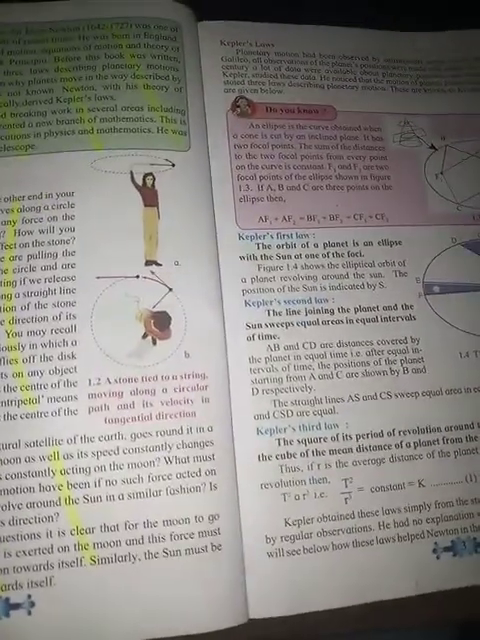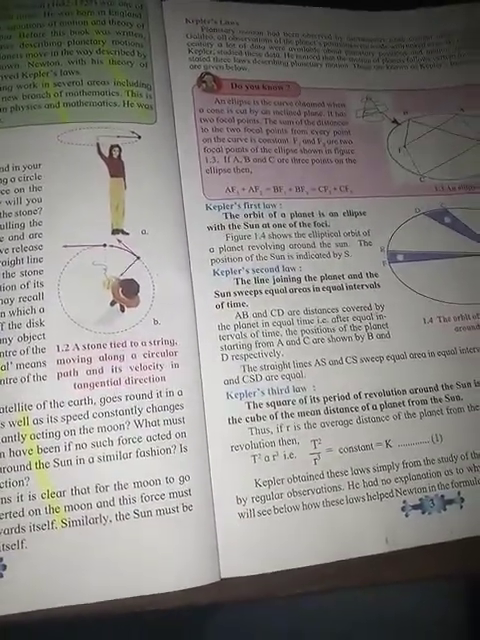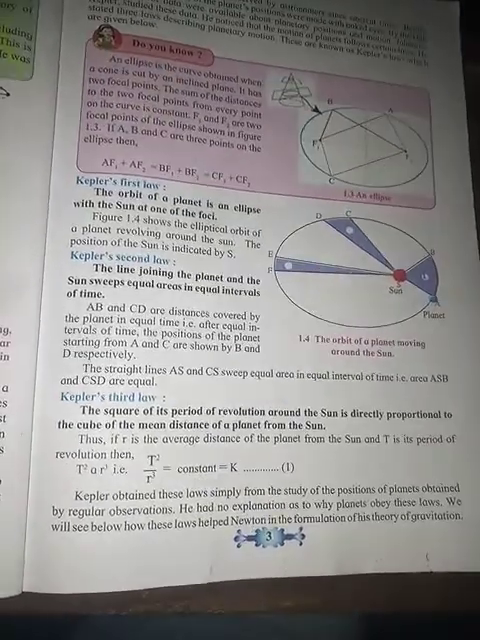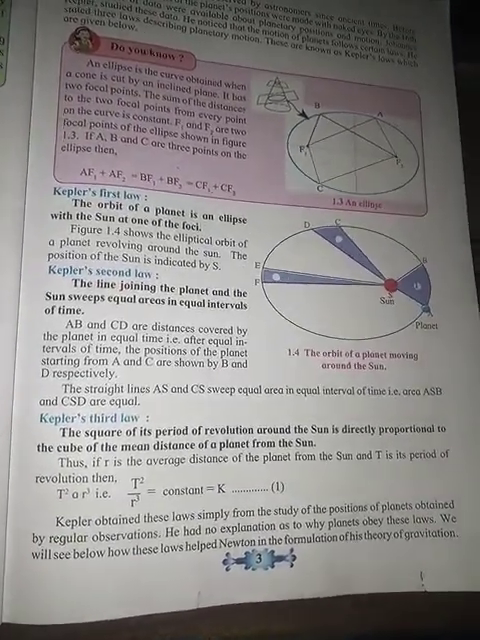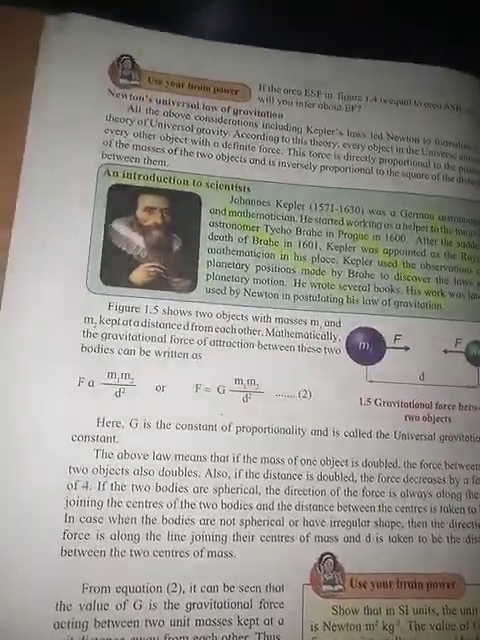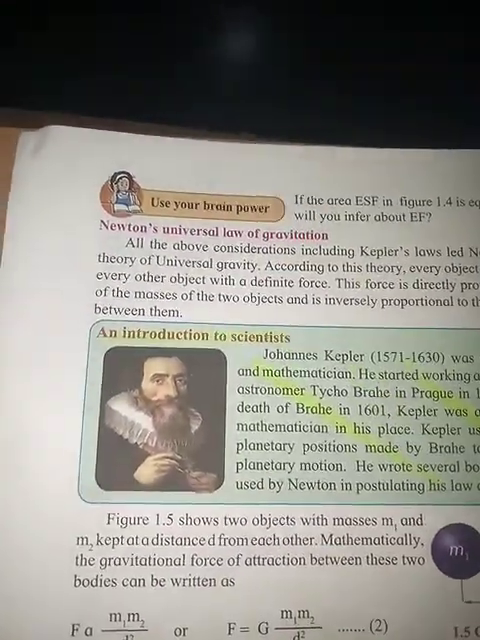Hi friends, in the last lecture we have seen Kepler's laws, and we have also seen that Kepler's laws were unable to explain why planets obey the laws, and why they are revolving around the sun in a perfect elliptical shape. Now we will see Newton's universal law of gravitation.